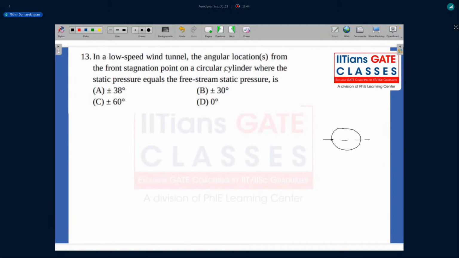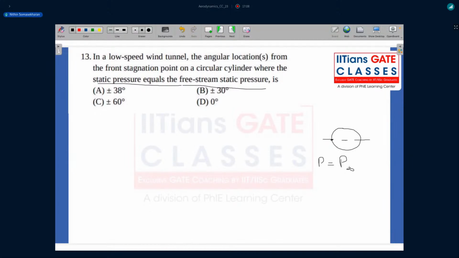You need to find those angular locations where the static pressure is equal to the free stream static pressure, or in other words, where P equals P infinity.